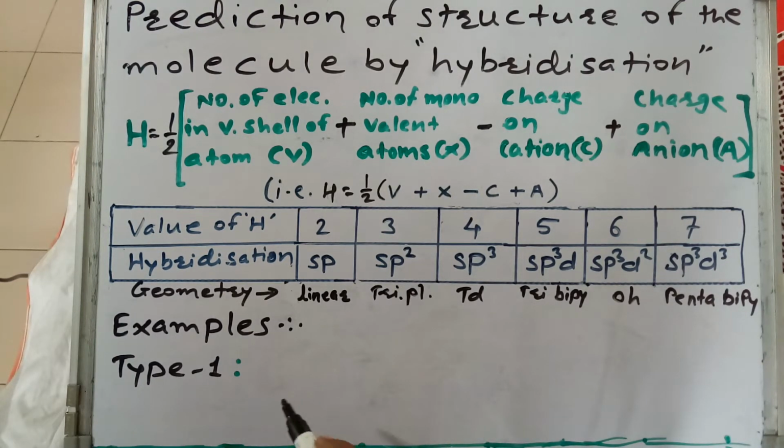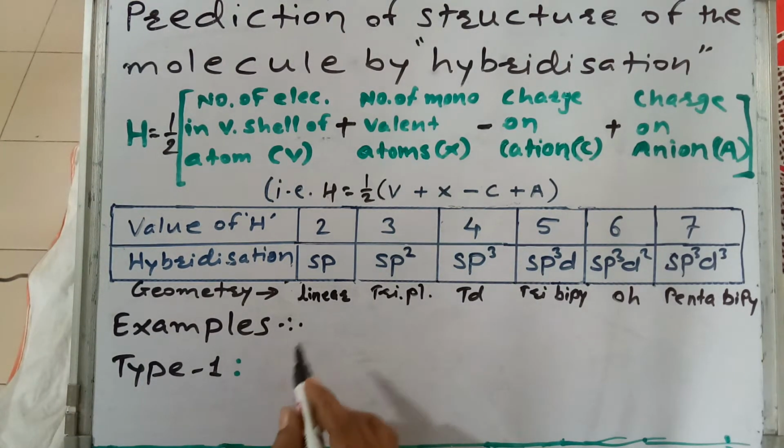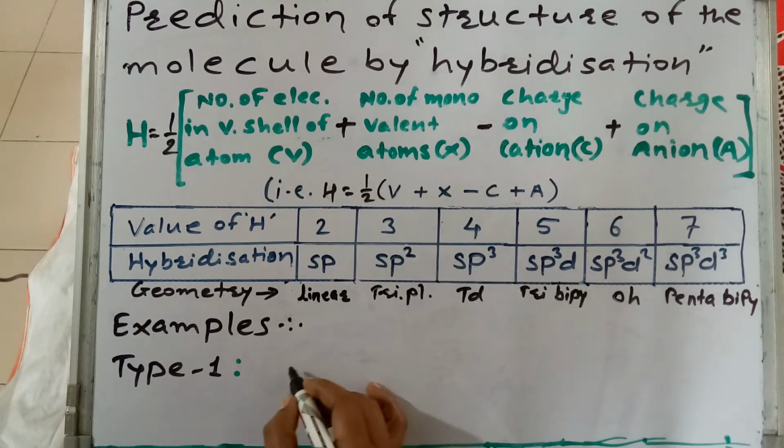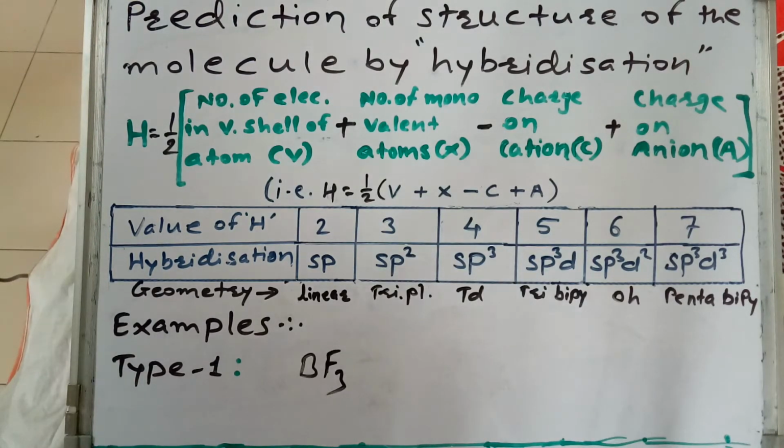So we'll see immediately the examples of different types. The first type is one in which the central atom is surrounded by monovalent atoms only. Consider boron trifluoride, BF3, as the example, and we have to find out the hybridization of this boron.